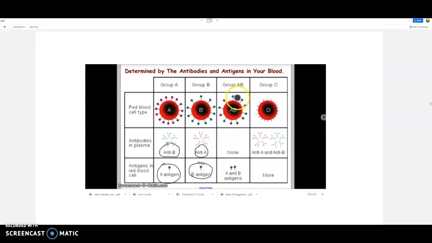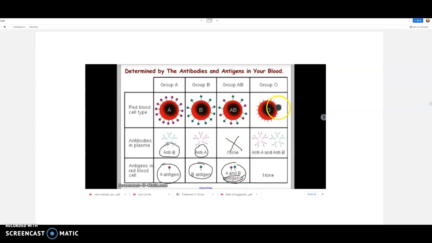From group AB, the blood cells have both the antigen A and antigen B. Since there is presence of antigen A and antigen B, there will be no antibodies, because if there were any antibody, it would coagulate that blood. So group AB does not have any antibodies because it has both antigens on the blood cell surface, antigen A and antigen B. These are the specific types of proteins present on the blood cell.